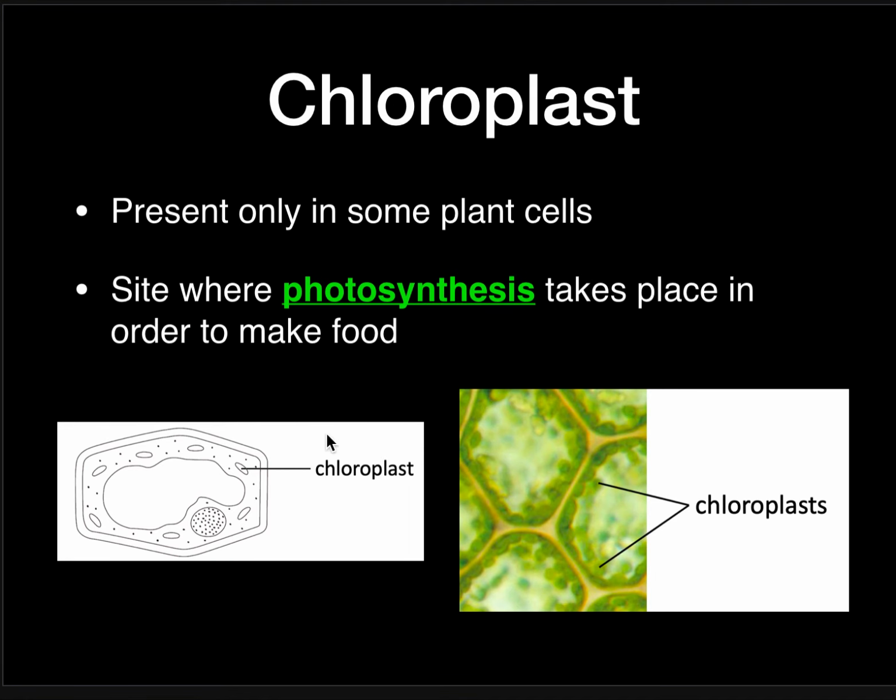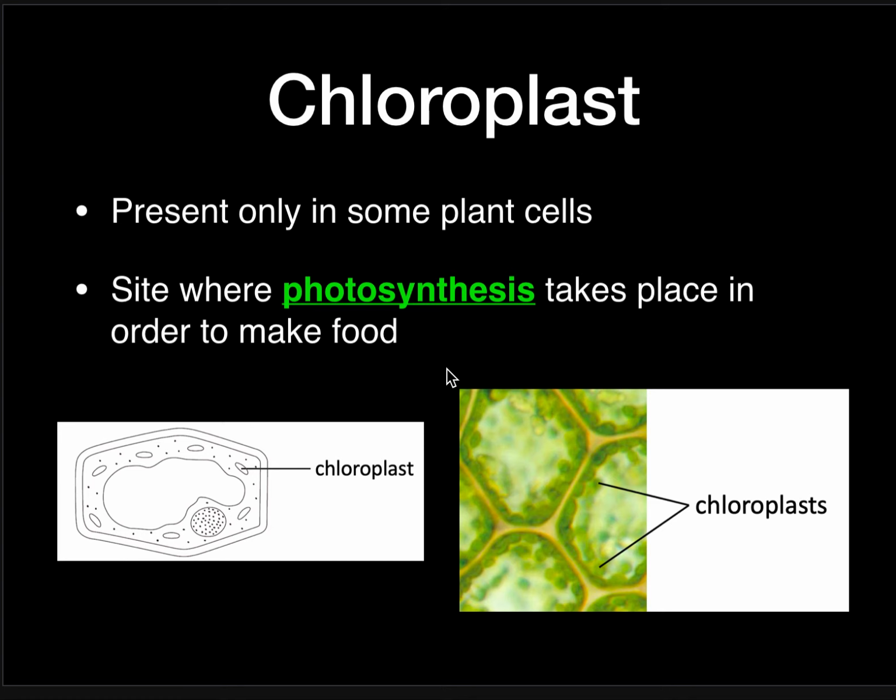And for chloroplast, just like I have mentioned, it is green in color. So when you look at the plant cell and see the green color, this is actually the chloroplast, and it is the site where photosynthesis takes place in order to make food. Photosynthesis makes food, and the byproduct is oxygen.